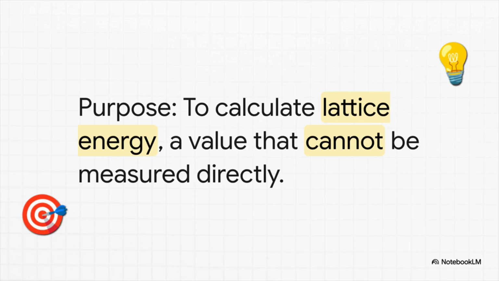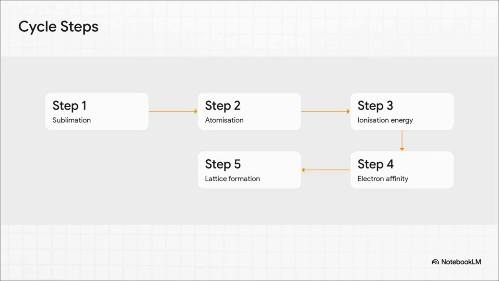It's impossible. So, we have to build an indirect path to the answer. The Born-Haber cycle is that path. This is a really clever loop. We start with the raw elements, and we measure the total energy it takes to turn them into the final crystal. That's our known direct route.